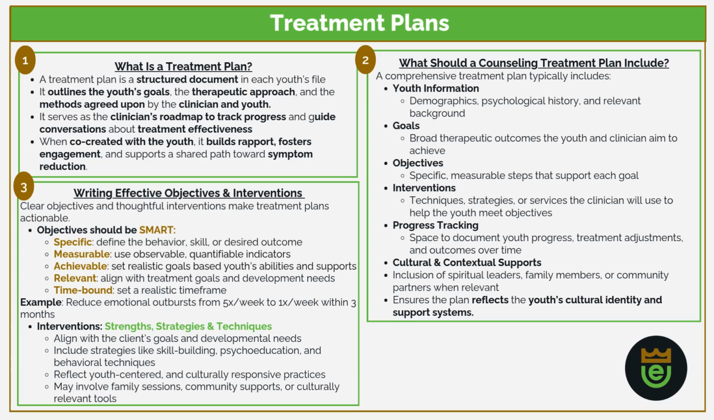Measurable: can we monitor progress with clear indicators? Achievable: is the goal realistic for the youth? Relevant: does it align with the youth's overall treatment needs? Time-bound: is there a defined time frame for progress? Example: decrease emotional outbursts from 5 times a week to once a week within 3 months. Interventions: strategies that foster progress.